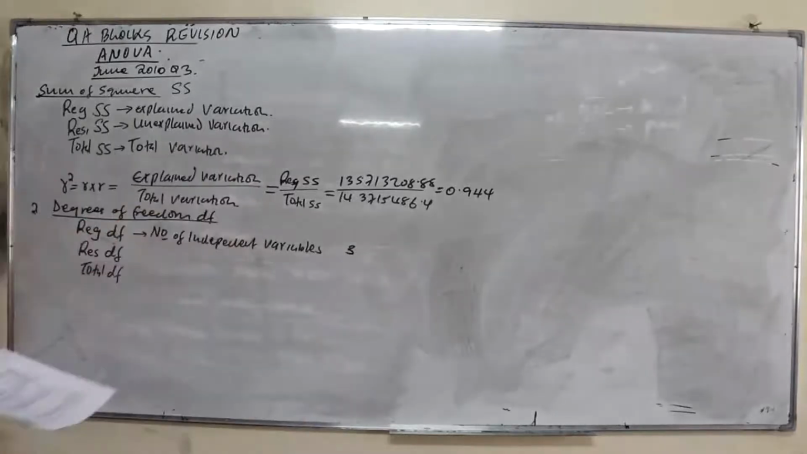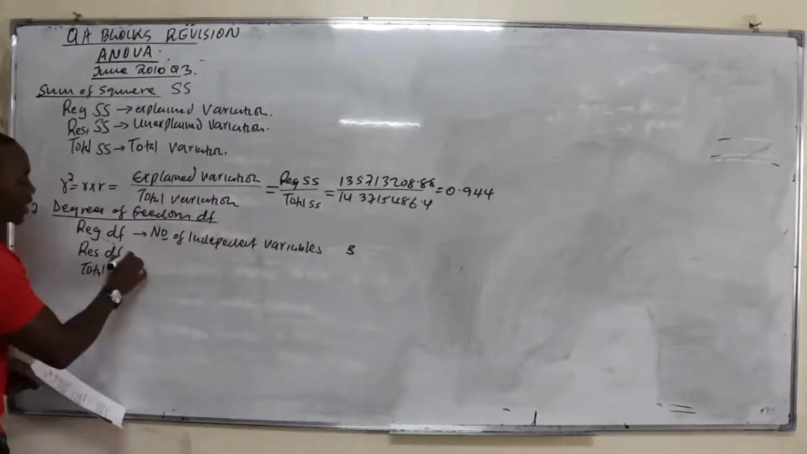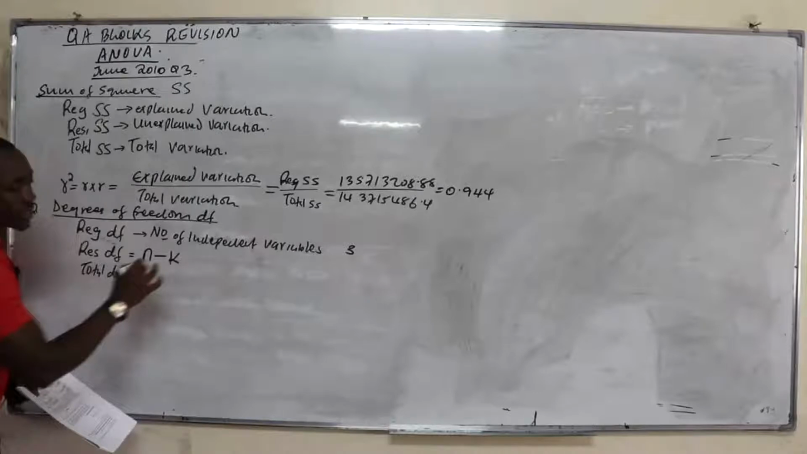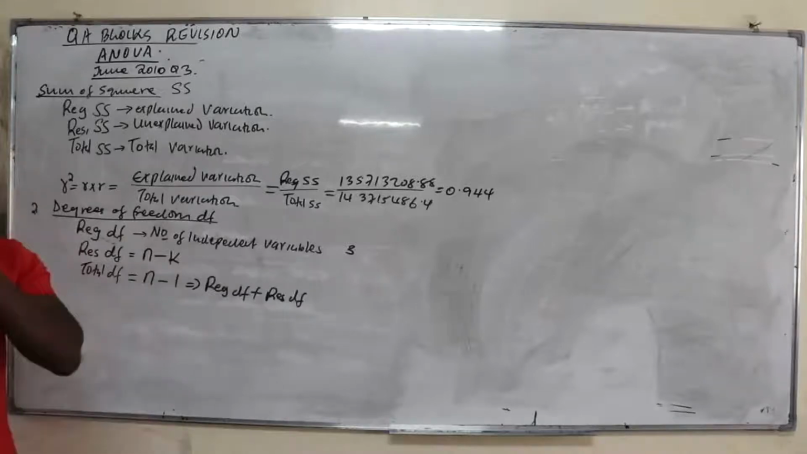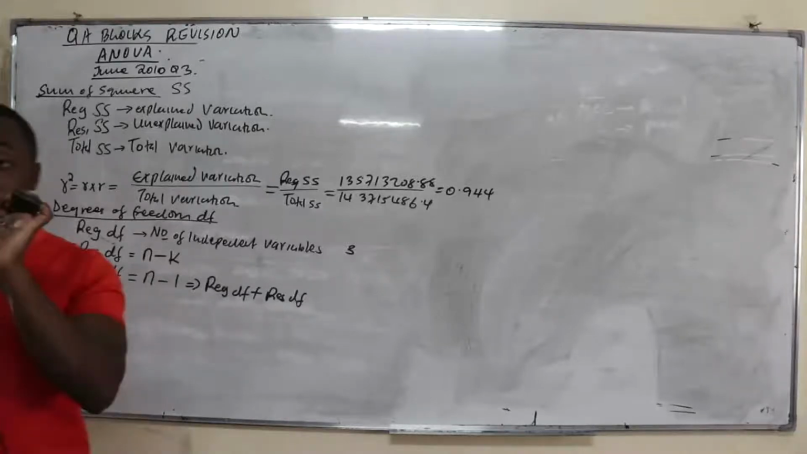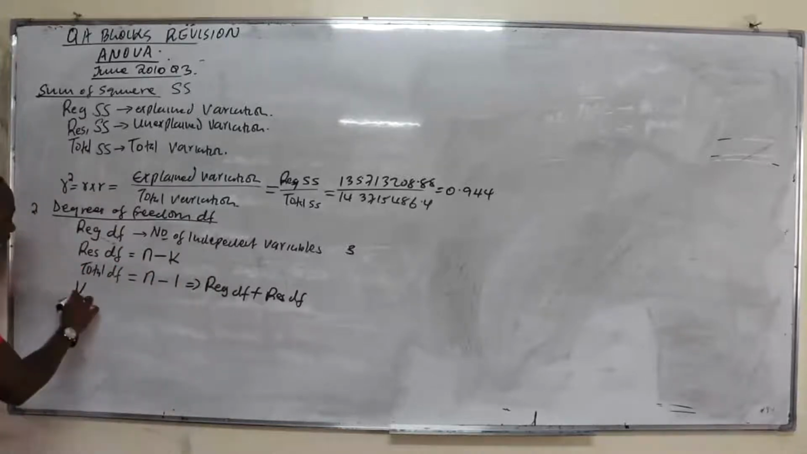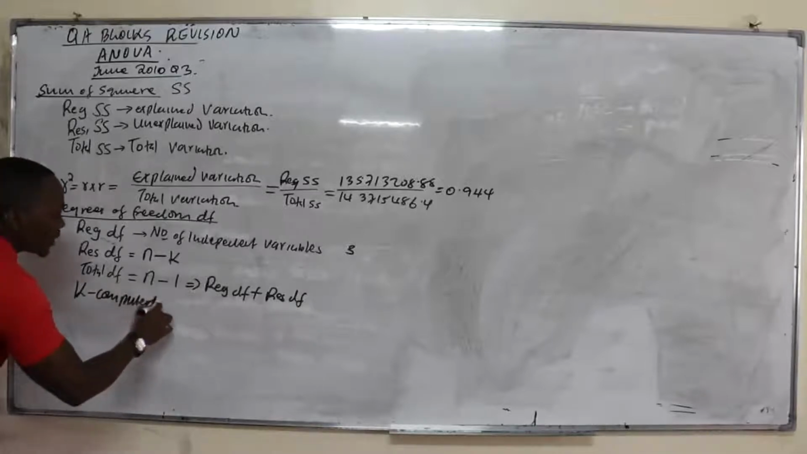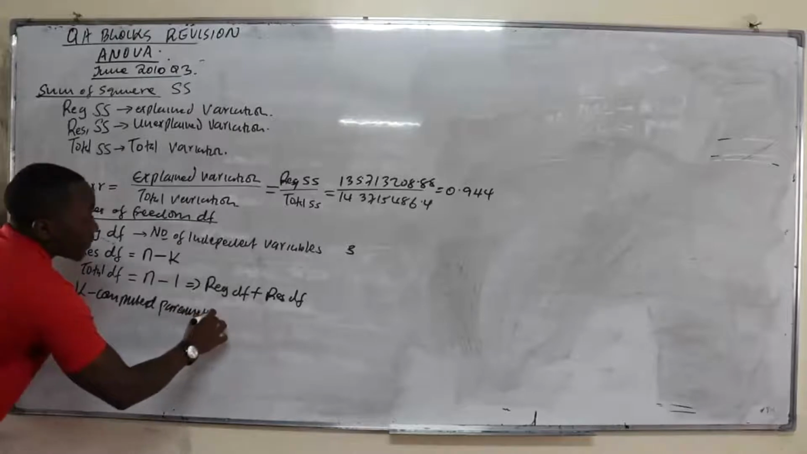Then we have residual DF. How do we get residual DF? Residual DF is N minus K. And how do we get total DF? Total DF is N minus 1, which is the same as regression DF plus residual DF, you get the total. What is N? N means the sample size. What about K? K means computed parameter. What do I mean?